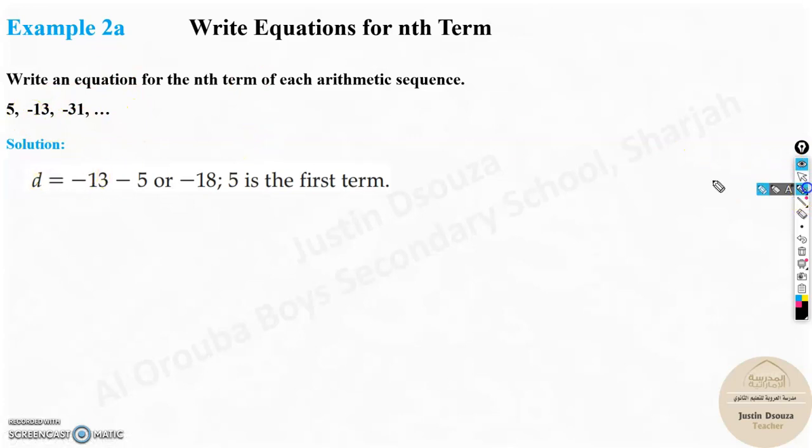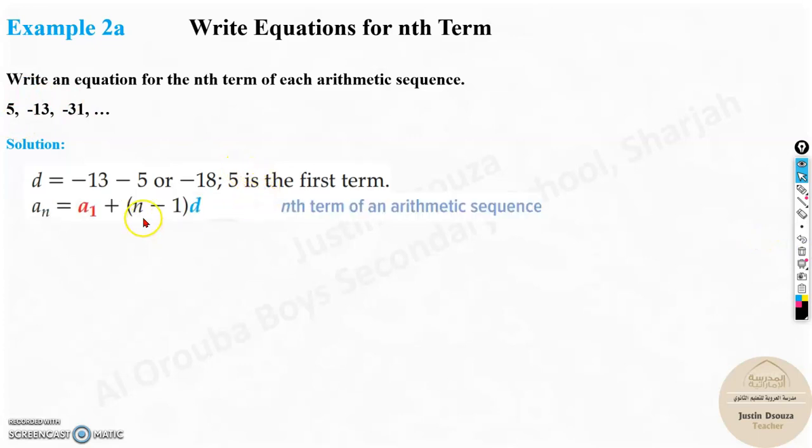That's it. Now over here, d is minus 13 minus 5. It'll be minus 18. So that is the thing. And then what we do is a, the first term. Obviously this first term is very important. a is the first term, a1.